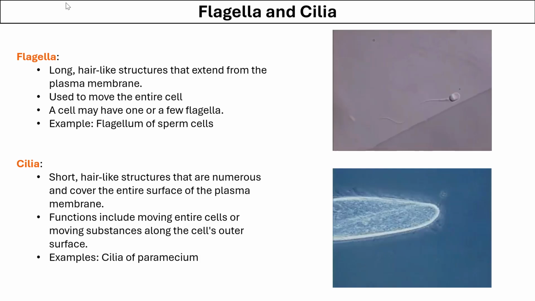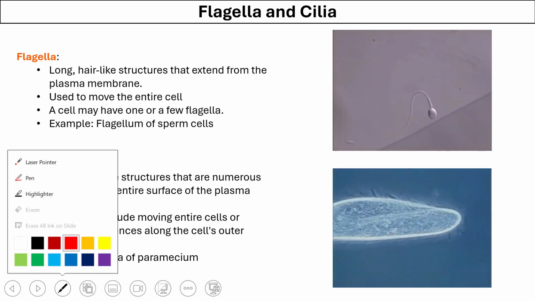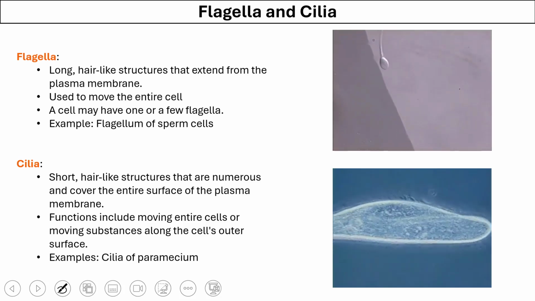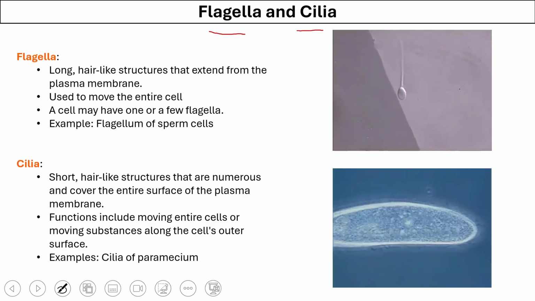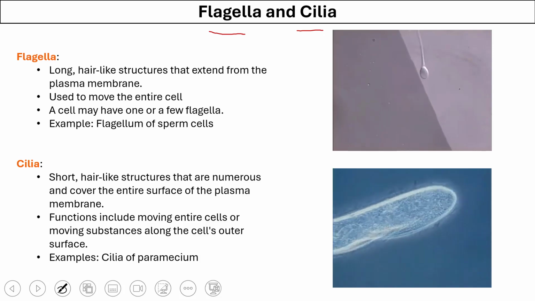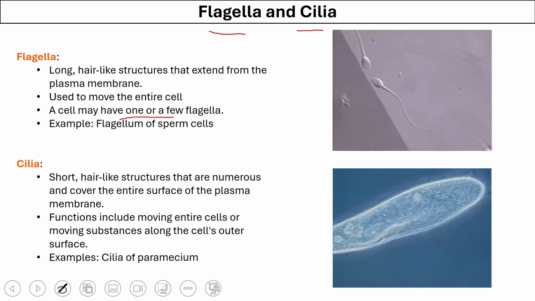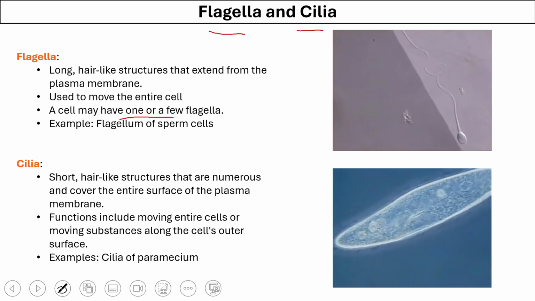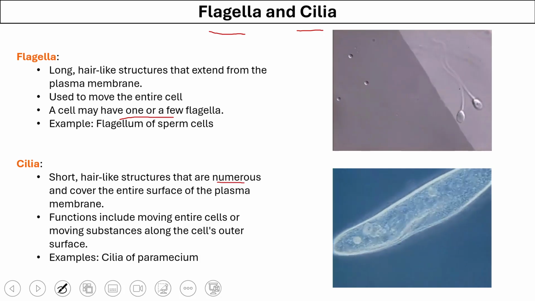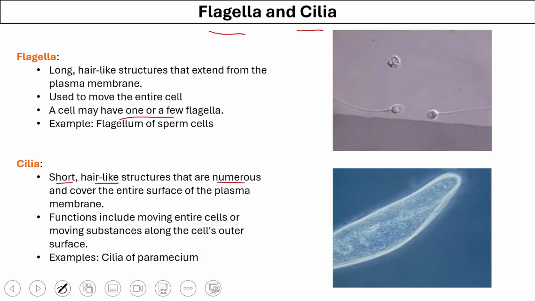Next, you can have several kinds of appendages arising from the surface of plasma membrane. For example, flagella or cilia. Flagella is usually one or few in number. They are thicker as compared to cilia, which are numerous. They are shorter and hair-like.